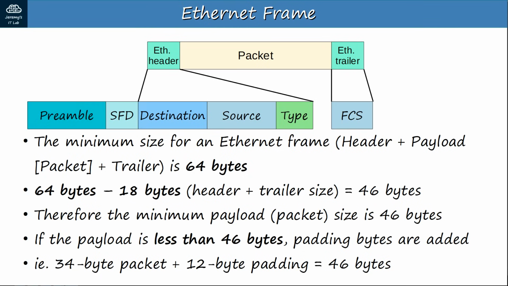Okay, that's all I wanted to add. Remember that the preamble and SFD might not be included as part of the Ethernet header, depending on how you define it, but they are included with every Ethernet frame. Also, remember the minimum size of the frame, 64 bytes, and that doesn't include the preamble and SFD, by the way. That means that the minimum payload is 46 bytes, and padding will be added if the payload is less than that. Now, let's get started with the main topics for today's video.